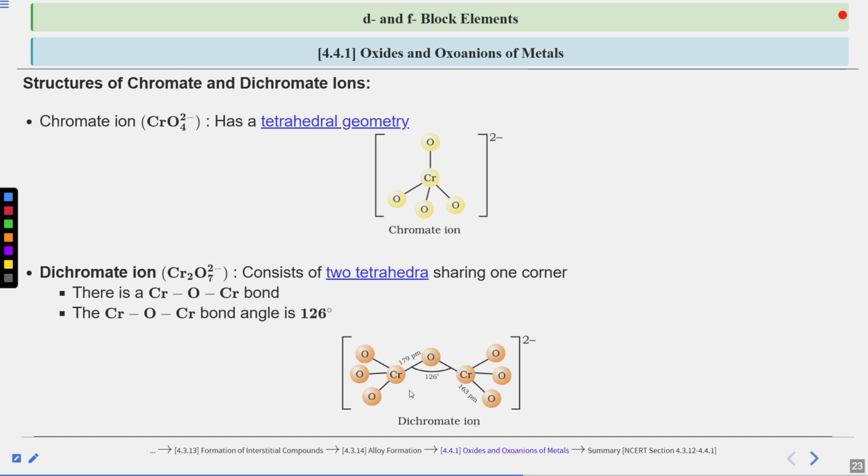The bond lengths are also different. The chromium-oxygen bond length in the Cr-O-Cr bridge is 179 picometers. Meanwhile, the chromium-oxygen bond length other than the bridging bond is 163 picometers. So you can see two tetrahedra, this structure and this structure, sharing one corner through the chromium-oxygen-chromium bond.